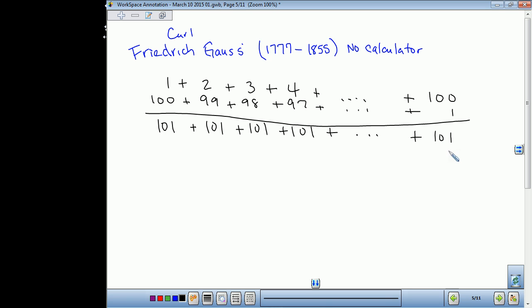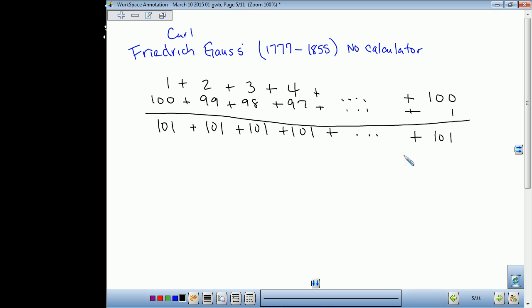But I have a problem here. I only wanted 1 to 100. I didn't want 1 to 100 and 100 to 1. I doubled my work, didn't I? So instead of taking this and multiplying by 100, I'll take this and multiply by 50.